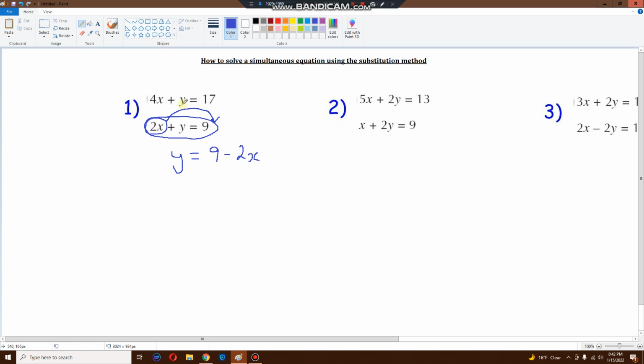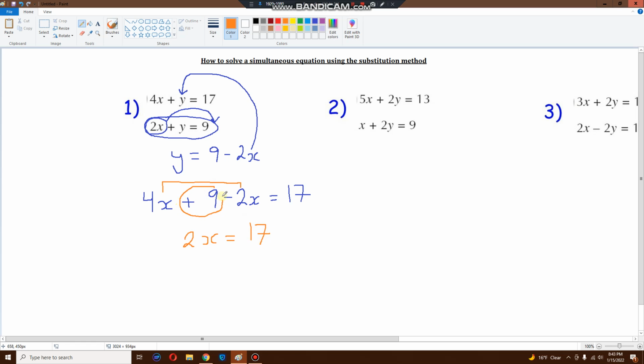Now, since I know what y is, I'm going to substitute. And I'm going to place this equation and substitute it over here for y. So I'm going to get 4x plus 9 minus 2x is equal to 17. Okay? And now I'm just going to solve it since I have common like terms over here, 4x minus 2x. So 4x minus 2x is positive 2x. And 17 is on the right side, very good.